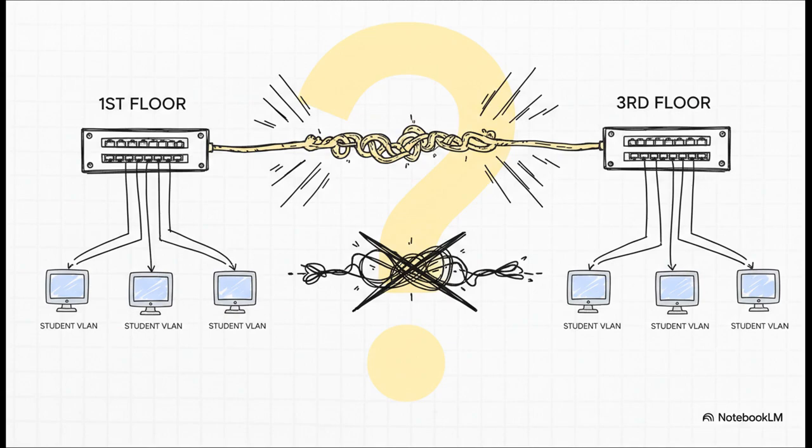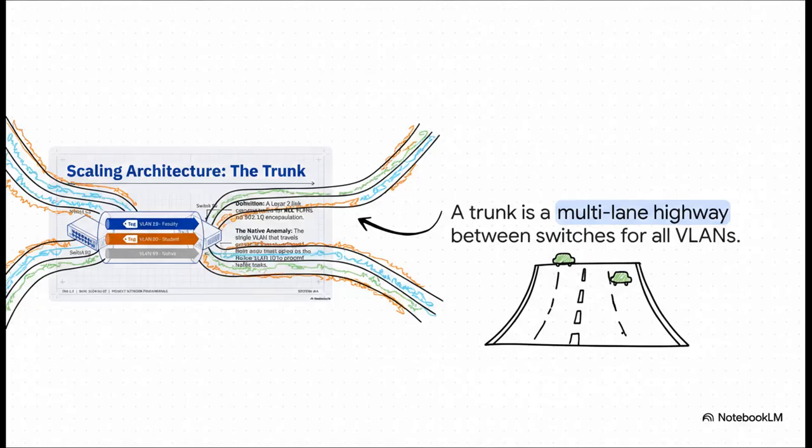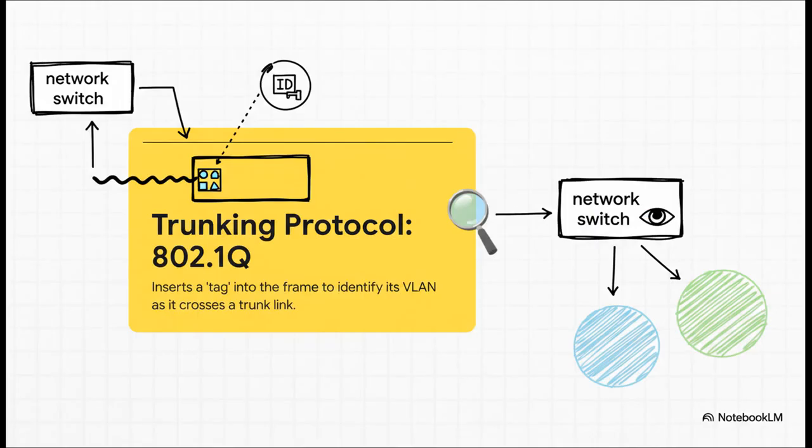So, what do you do? The solution is a trunk port. A trunk is basically a special high-speed link between two switches that acts like a multi-lane highway. It's designed to carry the traffic for all of your different VLANs at the same time, all over one single physical link. So how does this highway know which car belongs in which lane?